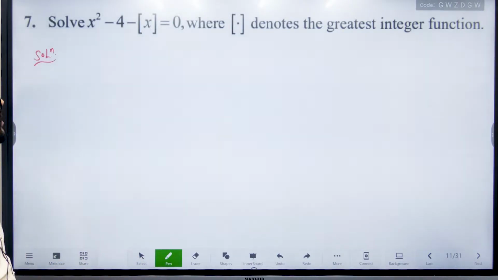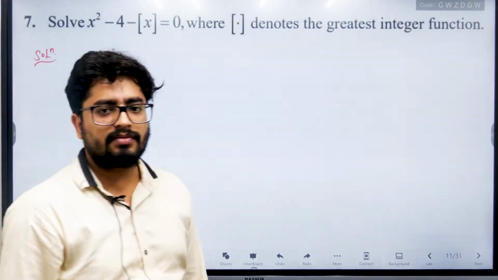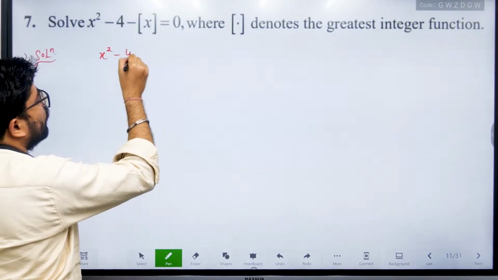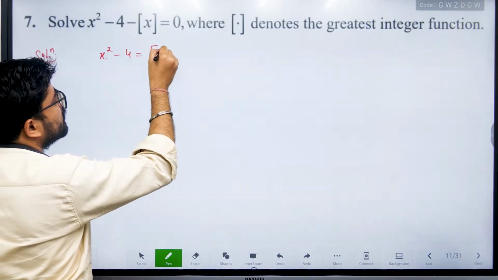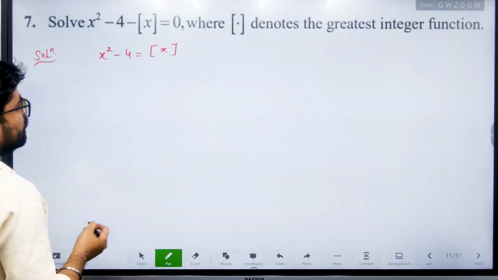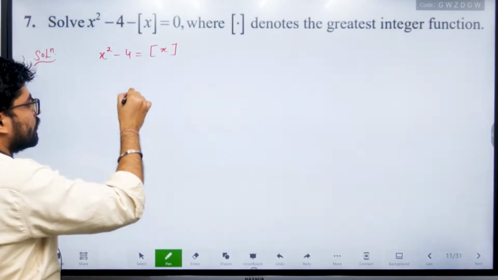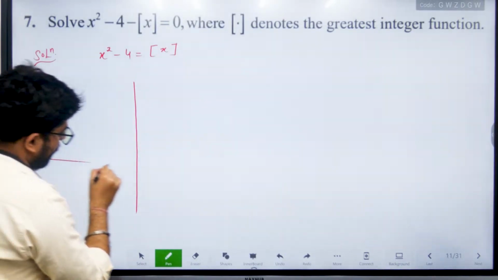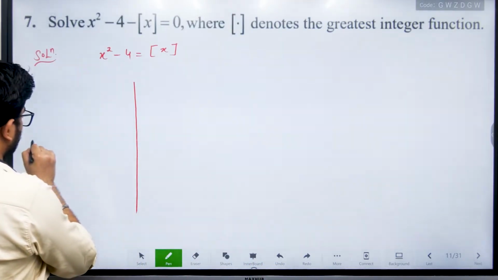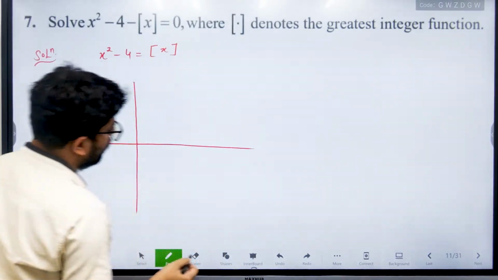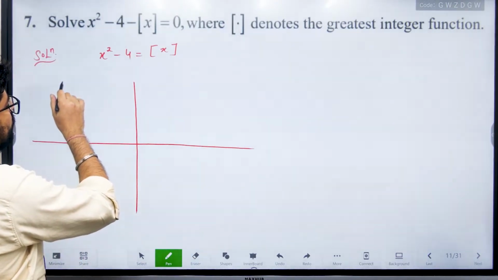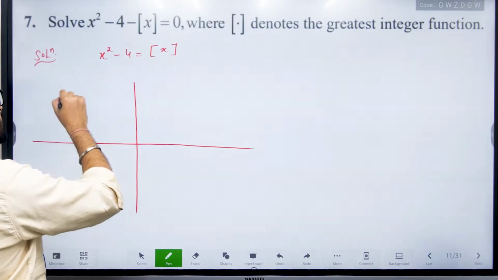Seventh is solve x square minus 4 minus greatest integer x. Okay, so again you can say this thing is x square minus 4 is equal to greatest integer x. Again draw the graph here. So if you draw the graph, you'll get the x-axis and y-axis, and x square minus 4 is a parabola. So your graph is like this, the parabola is this one. So the minimum value at 0 is minus 4.